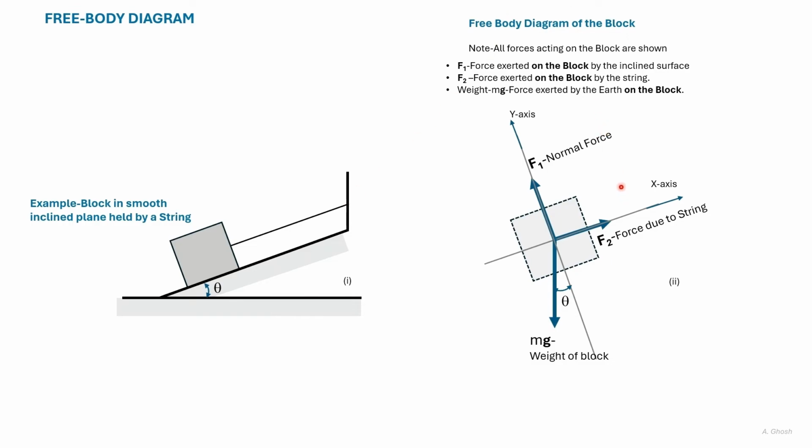The reference frame here is so selected with the x-axis and the y-axis, so that resolution of force becomes easier. The weight mg acts downwards as shown, and in this diagram, as we see, all the forces that act on the block are shown. Resolution of forces being easy, the magnitude of force F1 would be mg cos theta. The magnitude of force F2 would be mg sin theta.